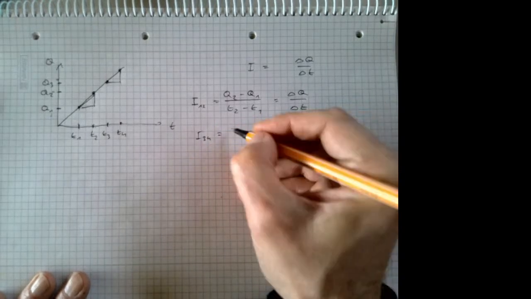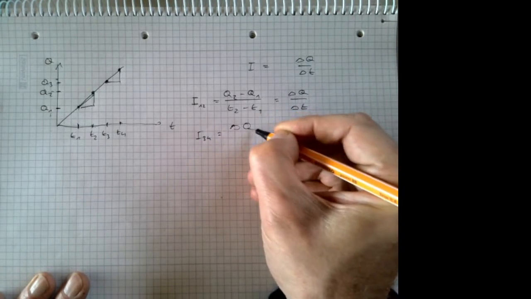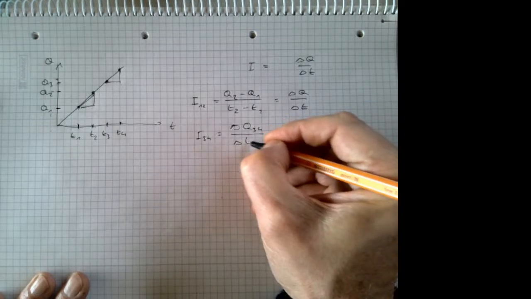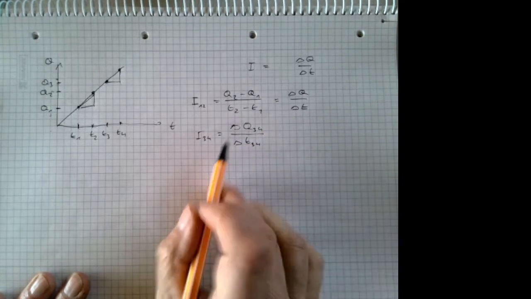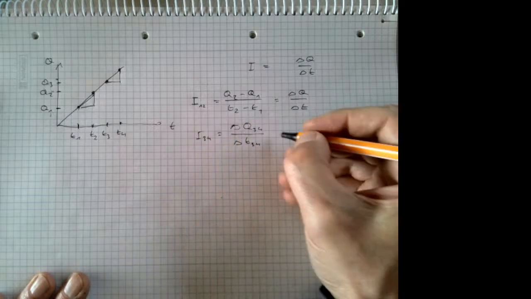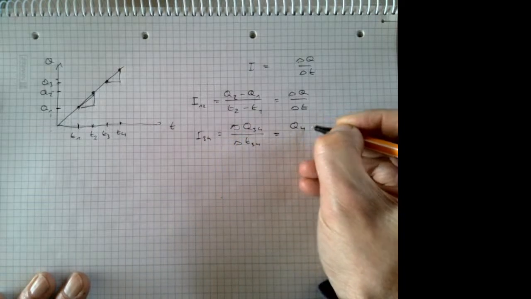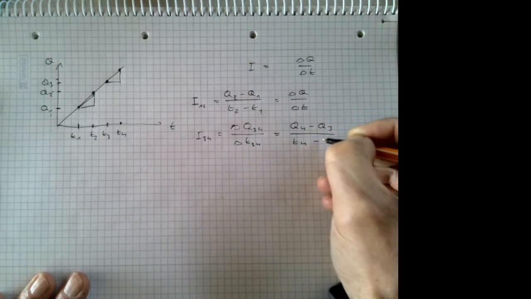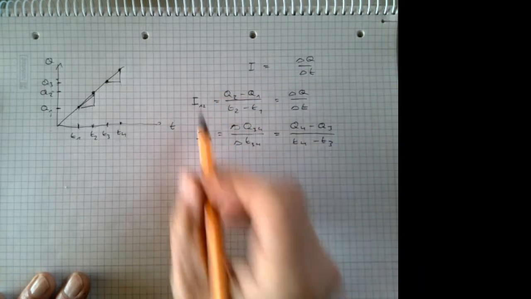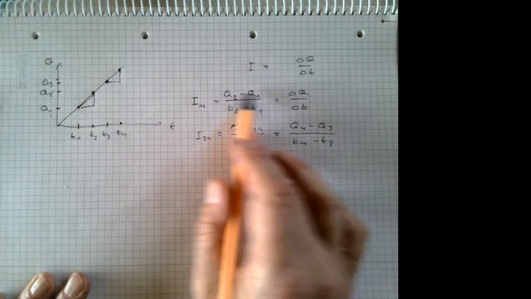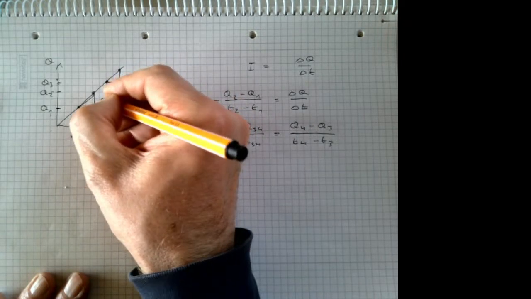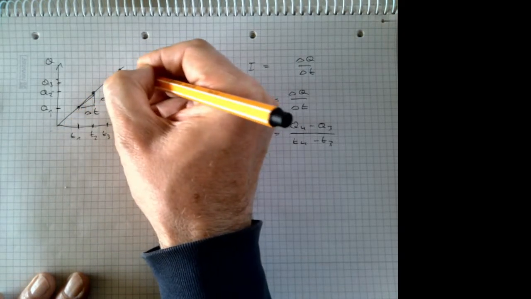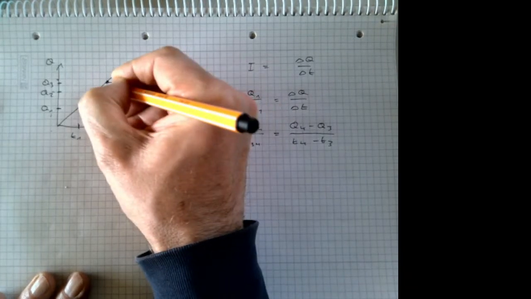I3, right, is then delta Q from 3 to 4 divided by delta T from 3 to 4. So let me rewrite this. So it's Q4 minus Q3 divided by T4 minus T3, right? And if they are constant, it's obvious that this is the slope, right? This is our delta Q, this is the delta T. This is the delta Q, this is delta T, right?